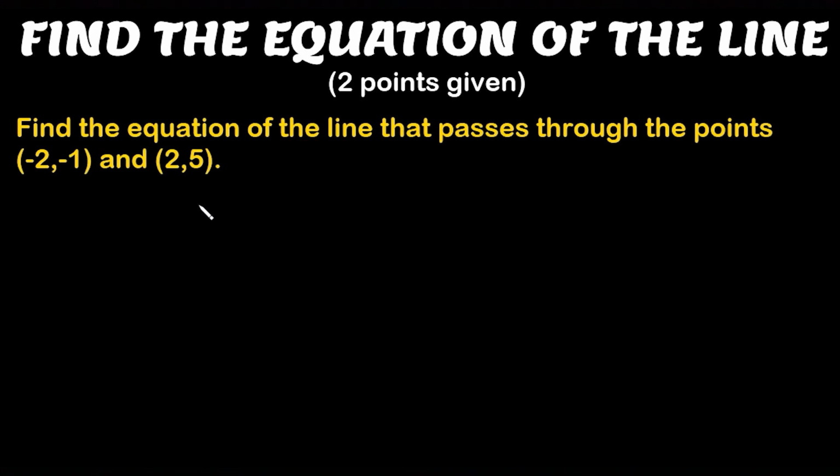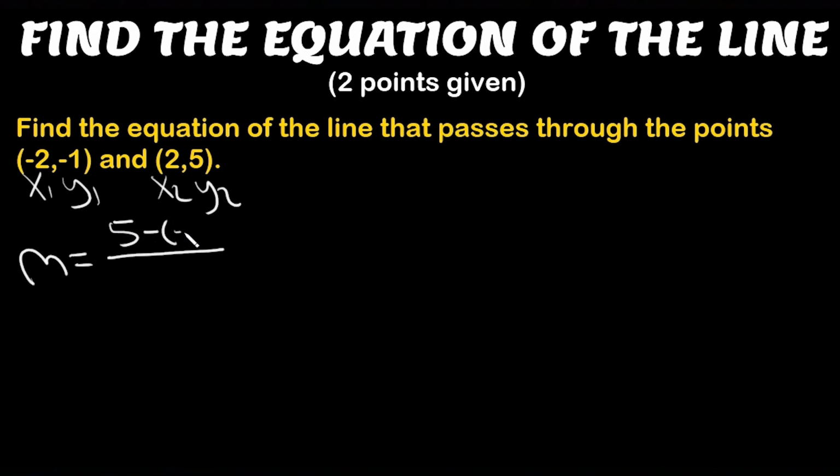So here is our next problem, and it's very similar to the other problem, so we're going to jump right into it. So they give us 2 points, and we're going to go ahead and label them, meaning this will be x1, y1, this will be x2, y2. And now from here, we plug it right into the slope formula. So we're going to have m is equal to y2 minus y1. So for me, that's going to be 5 minus a -1.